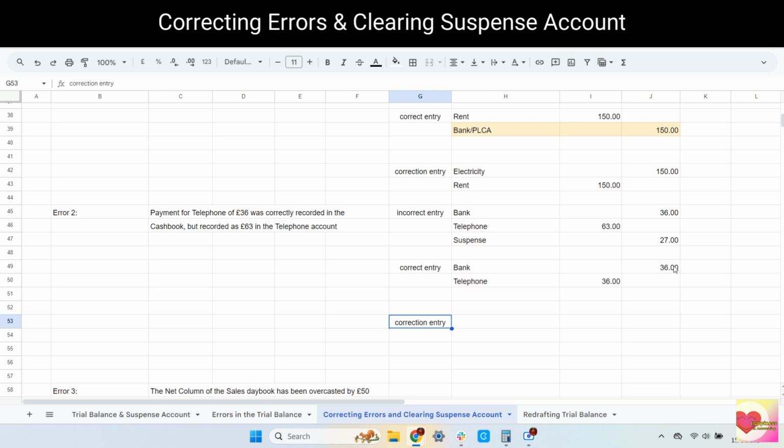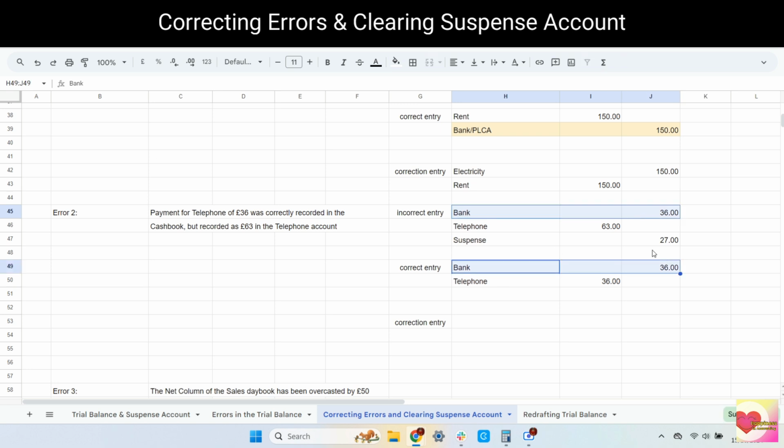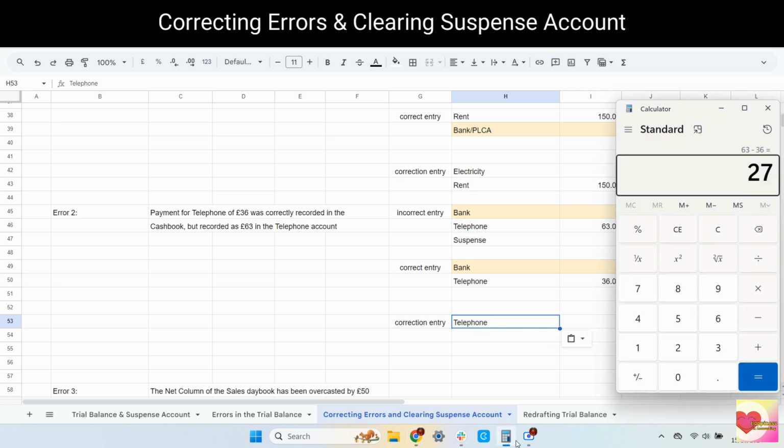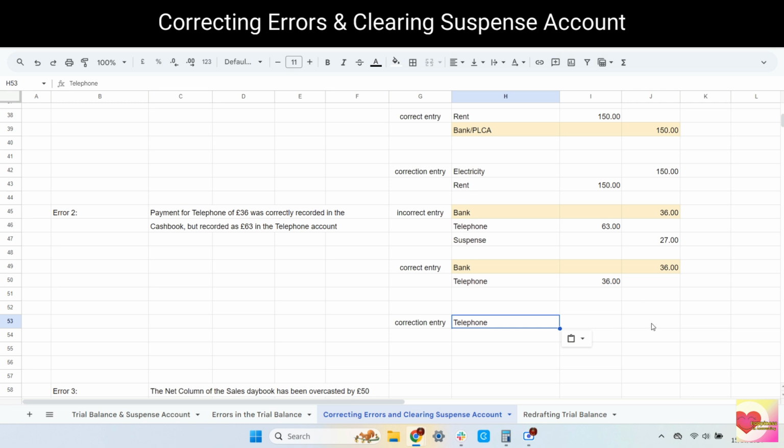First, the bank account is the same, so it means it's correct, so we won't put it in our correction entry. Next, telephone is incorrect because we recorded 63 instead of 36, so we will put it here in the correction. We recorded a much higher amount than the original amount, so this 27 should not be here, so we have to remove it by entering this amount to the opposite side, which is credit. This will reduce the balance of the telephone 63 in debit into 36.